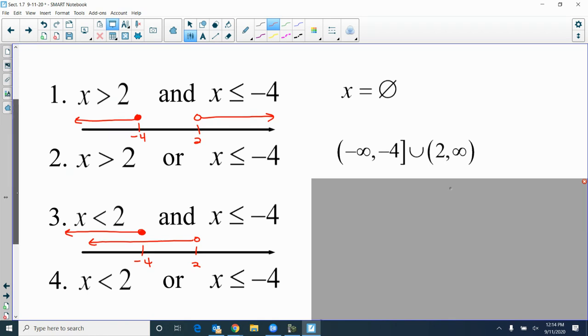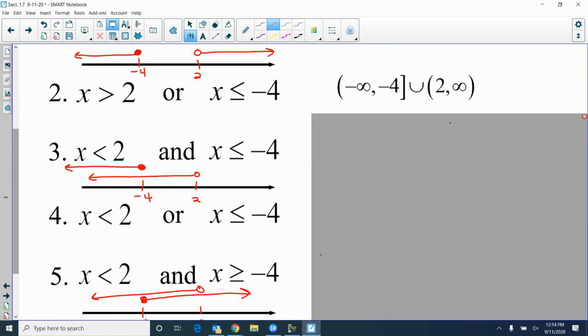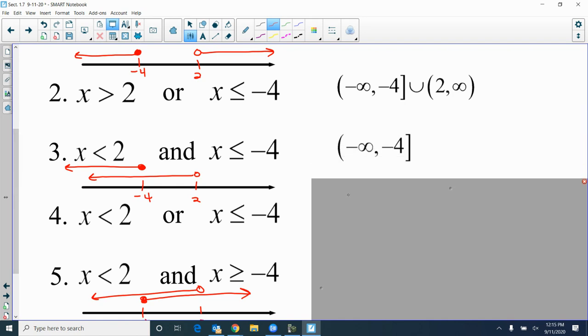All right, Tyson, how about the third one? Negative infinity to negative 4, because it's where they overlap. They're going to overlap to negative 4. Okay, agreed on that one. Maggie Schaefer, how about the fourth one?